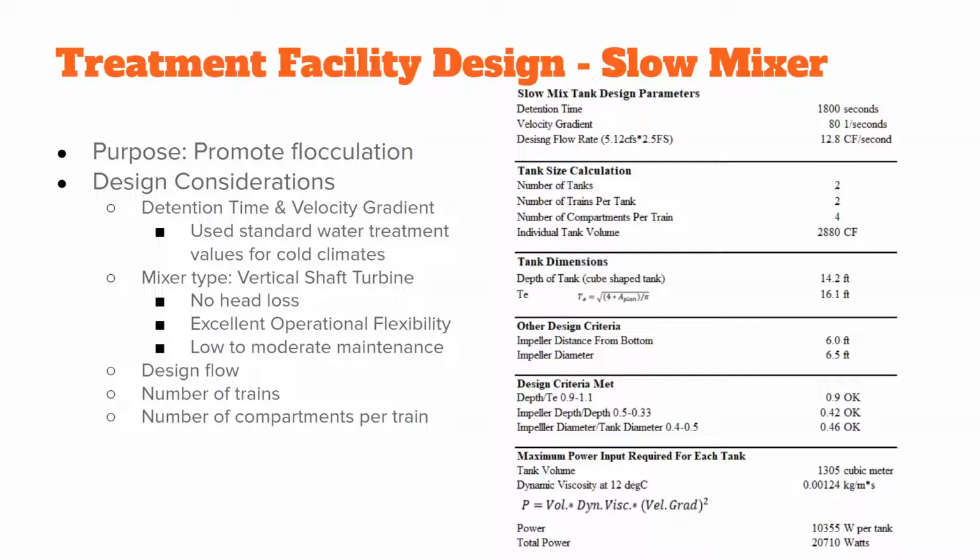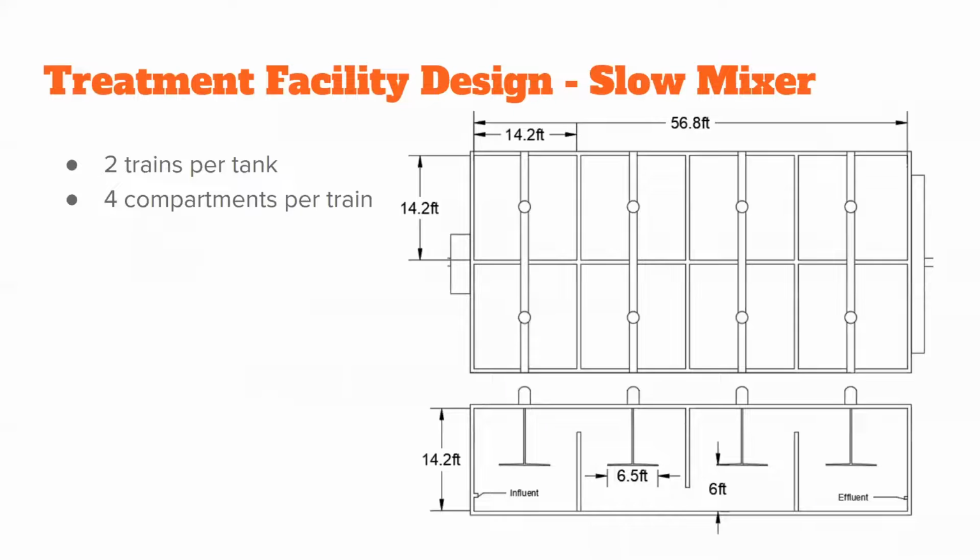Other considerations were the number of trains and compartments per train. A train is just like, well, this is one side of a train and this is another train. The flows are in parallel.